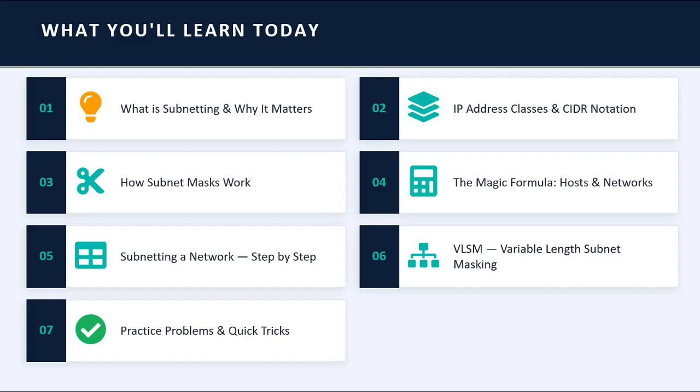So here's our game plan for today. We have 7 sections. We'll start with what subnetting actually is and why it exists. Then we'll cover IP addresses and CIDR notation. After that, we'll break down how subnet masks work at the binary level. Then the good part, the magic formulas. 2 formulas, memorize those and you can answer most of the questions. Then we'll walk through a full subnetting example step by step.